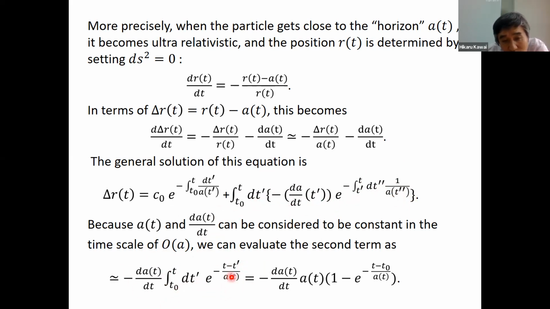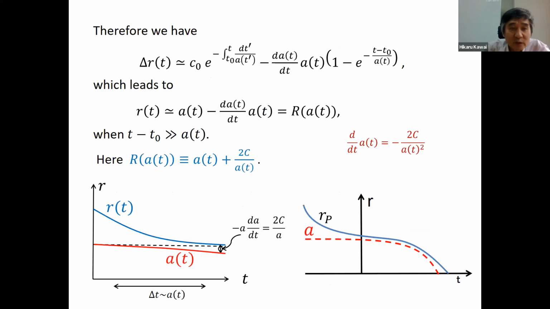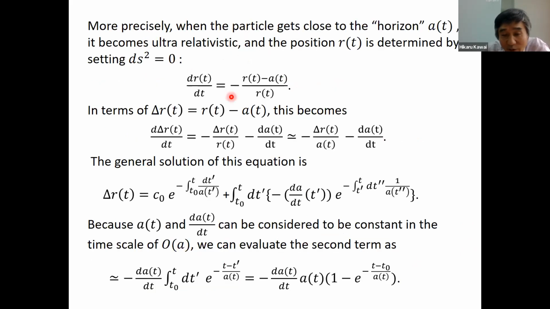And now we can easily integrate over t prime because we assume this is just a constant. So the t prime integration is just an exponential. So we have the inverse of 1 over A, and we have A times (1 minus this quantity) evaluated between t and t0. So we have this expression. Therefore we have this formula: delta t is approximately equal to something like this, C0 times exponential minus from t0 to t. And also this is the second term we evaluated.